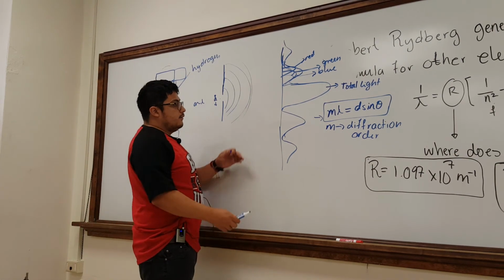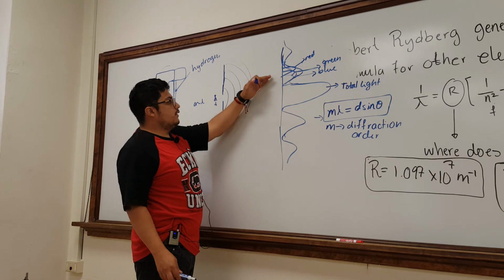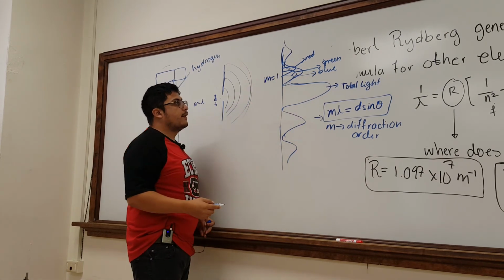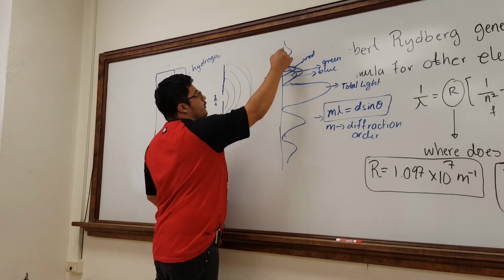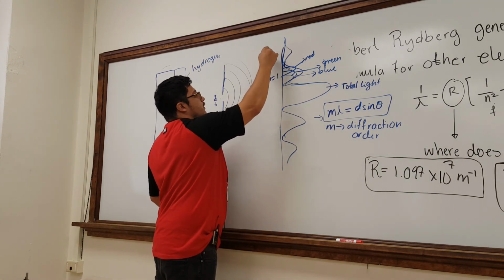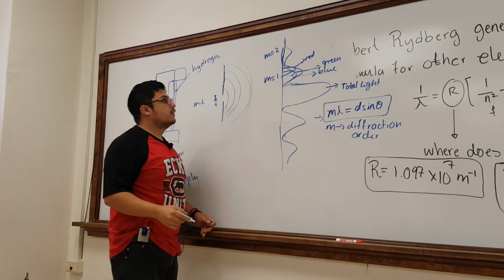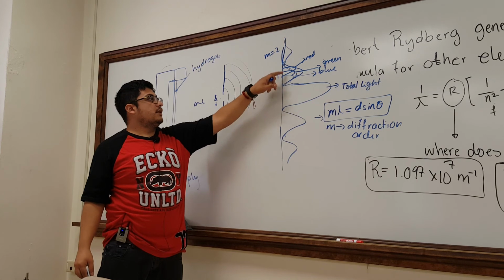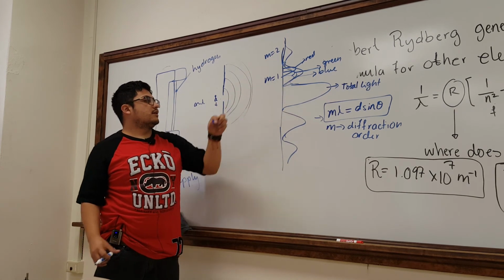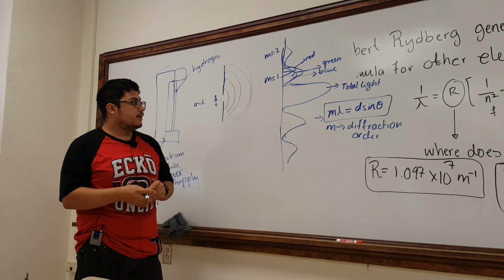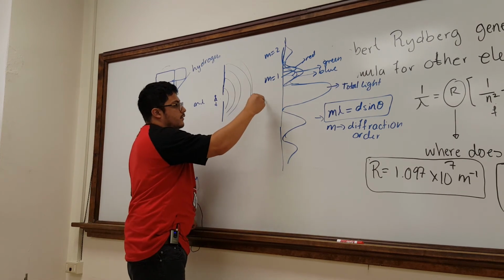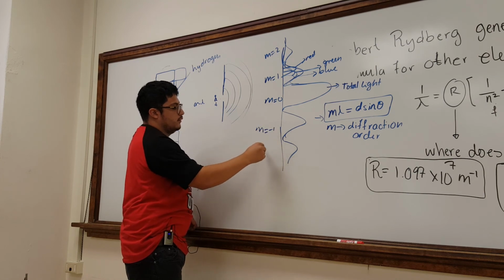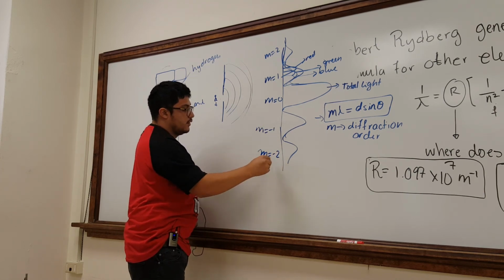If you move from the center to the right, the first time you see this, that's what we call the first order diffraction. If you move further along this line, you'll see m is 2. It's the same idea, but this is more prominent, and then this will be less visible. So this is m equals 0, then we call these m equals 1 and m equals 2.